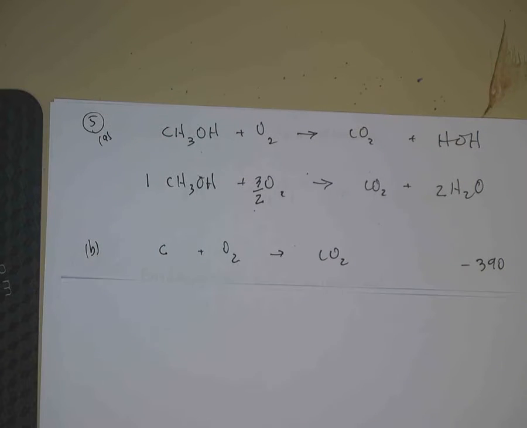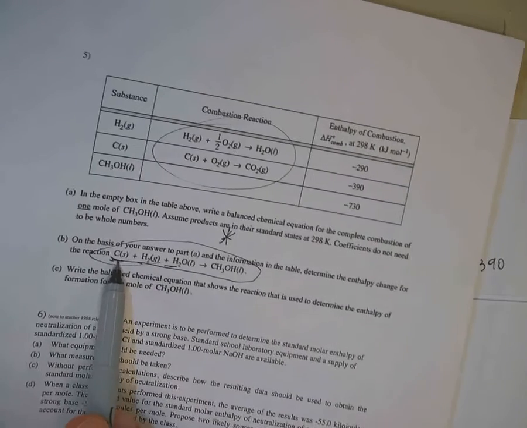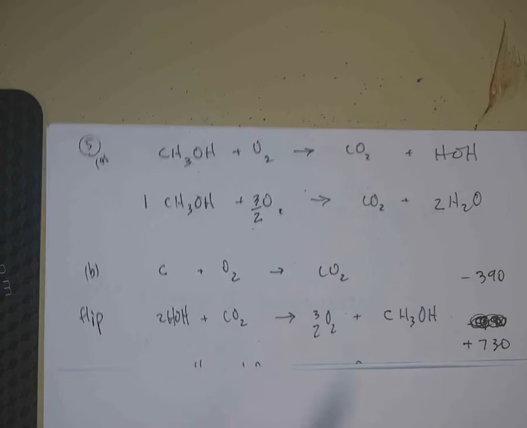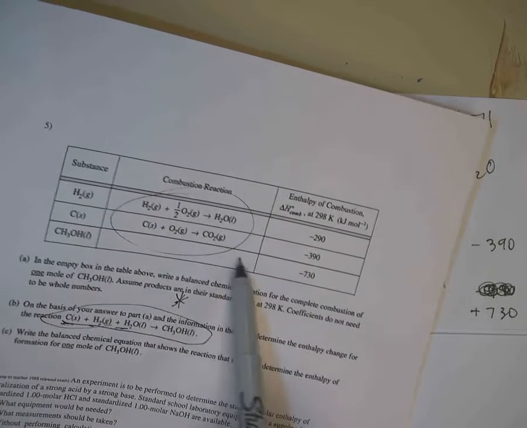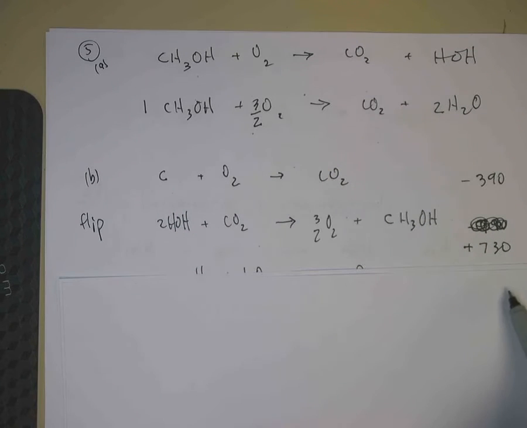And so the first reaction is carbon plus O2 goes to CO2 because I need the carbon right here on the left-hand side. The second reaction, I flipped the reaction that I did up above, and that was this reaction that I didn't write in the box, but it's written right up above here. And when I flip the reaction, I flip the enthalpy change to be positive 730.